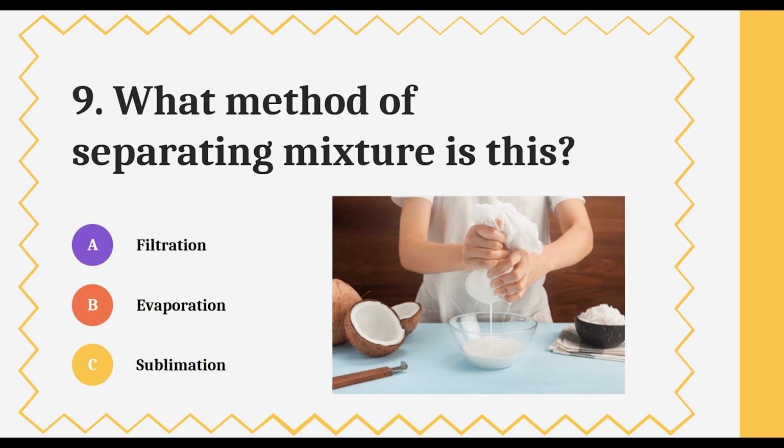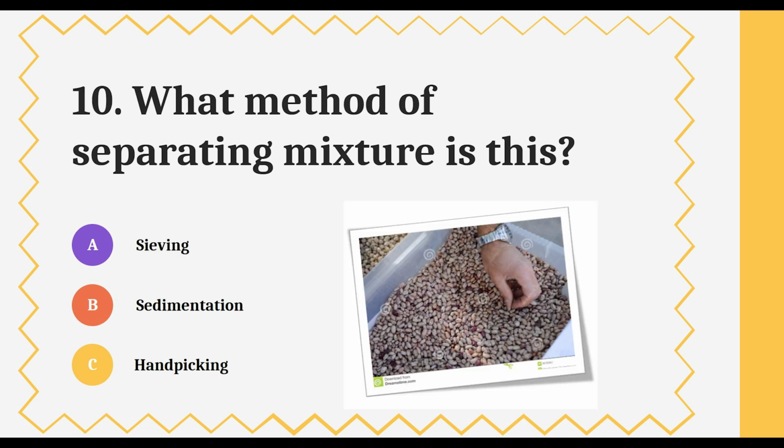Number 9. What method of separating mixture is this? A. Filtration. B. Evaporation. C. Sublimation. The answer is A. Filtration.